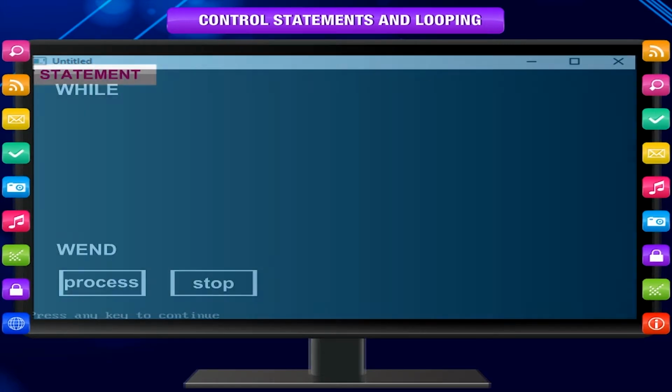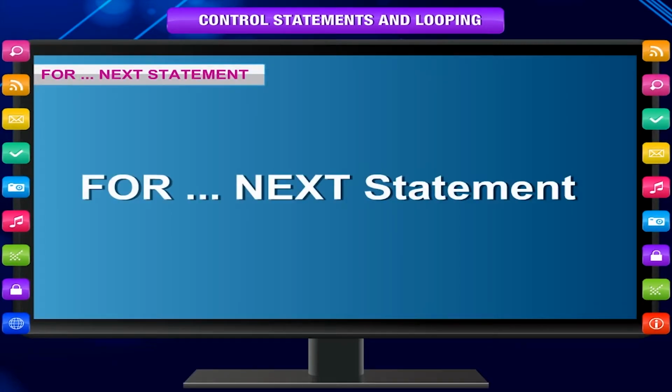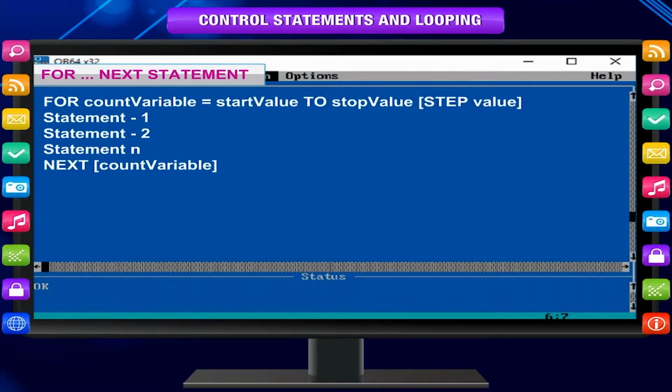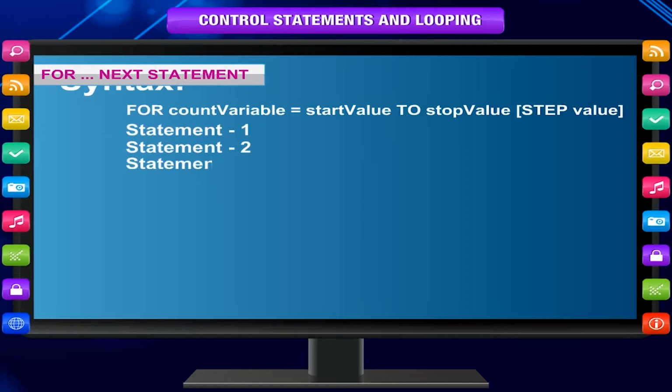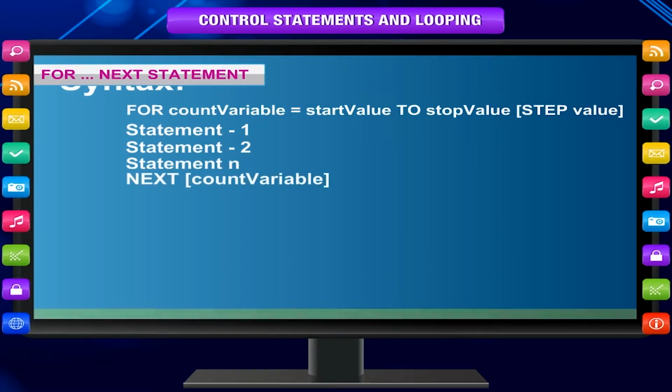For Next statement. The For statement is used when we know how many times the task is to be performed. It creates a counter loop using specified number parameters. Syntax. For count variable is equal to start value To stop value, Step value. Statement 1, statement 2, statement n, Next count variable. Explanation.